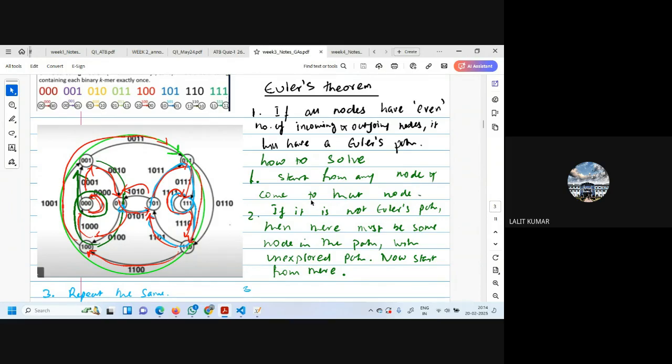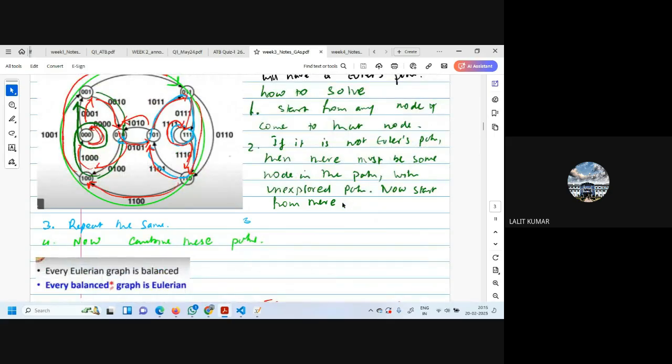When we come back to that node, we see which other nodes have not been visited. So now we start from that node which has not been visited, make a round and come back to that node. Again we see which subpaths have not been visited, so again we go to that, and now we add all this together to get the path. The example has been given in the lecture. So this is how we do it.